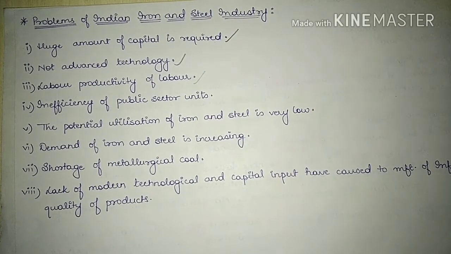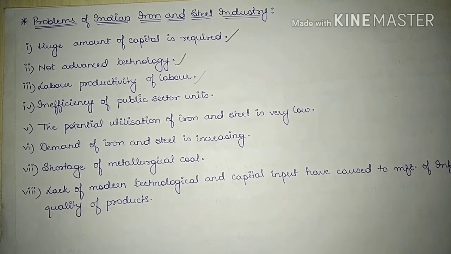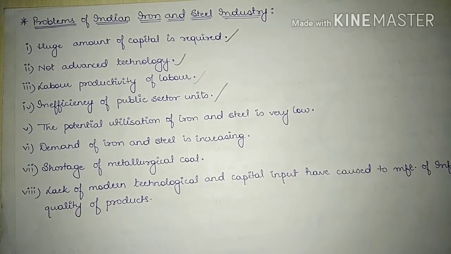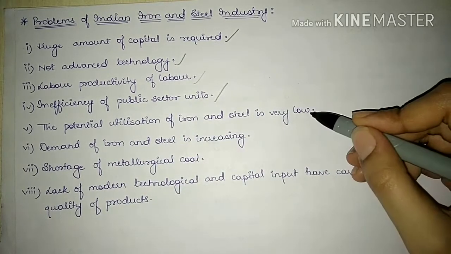After that, we will see that public sector units are inefficient. Most of the public sector units are plagued by inefficiency caused by heavy investment in social overhead, poor labor relations, inefficient management, and underutilization of capacity. Because of these inefficient public sector units, our productivity is hindered. Then, low capacity utilization. The capacity utilization of iron and steel is very low, and it rarely exceeds 80%. So this is another cause.